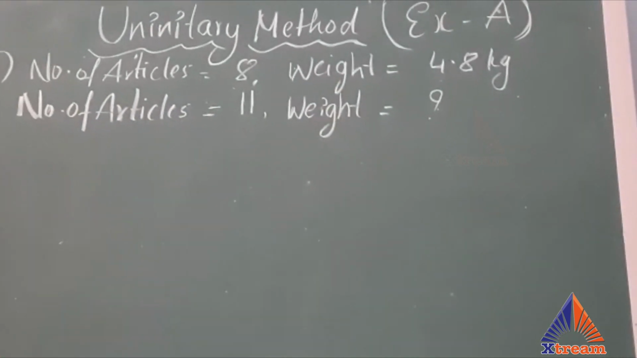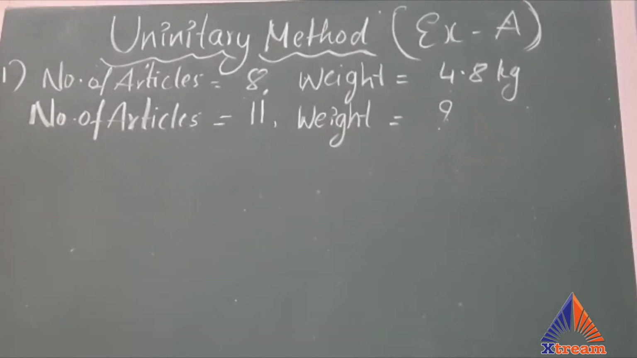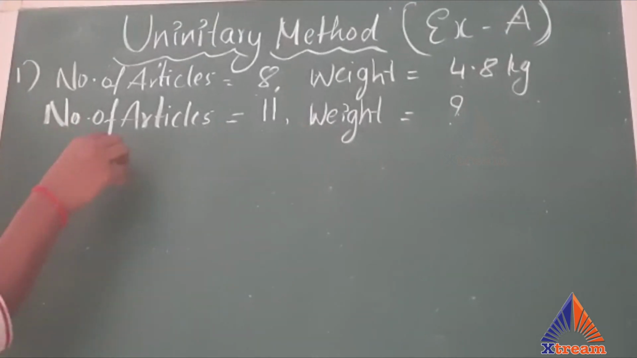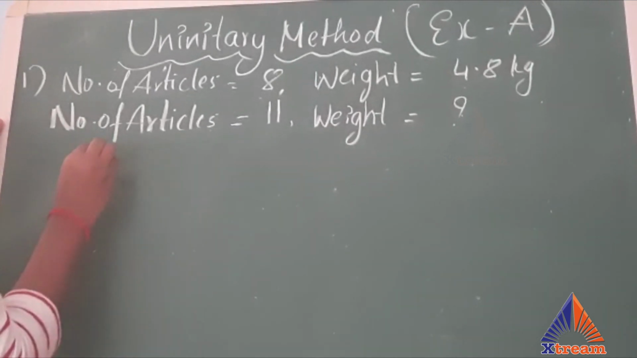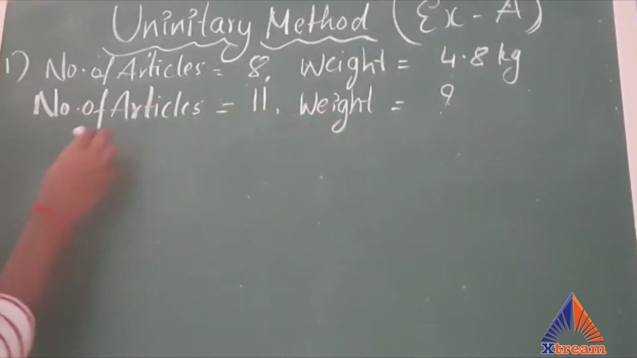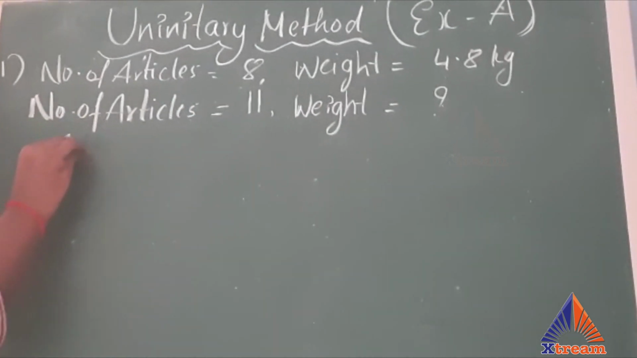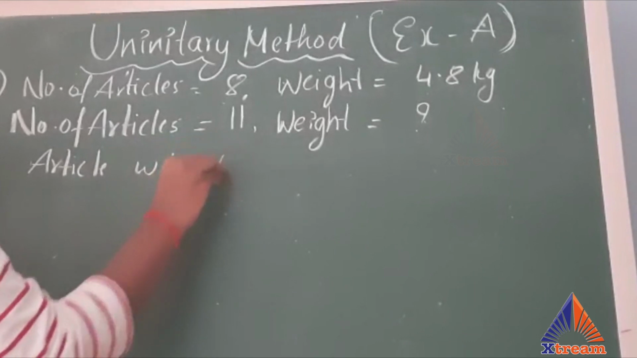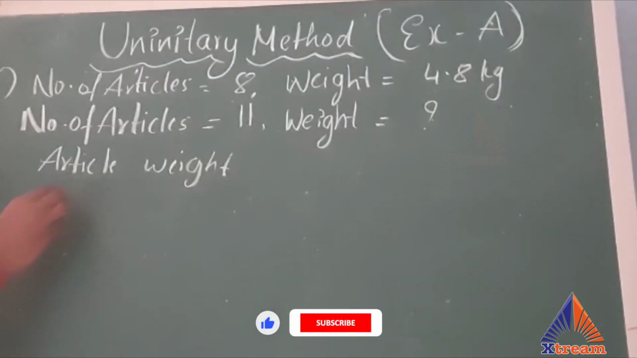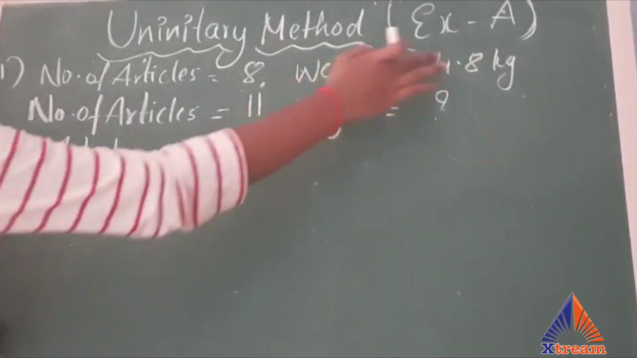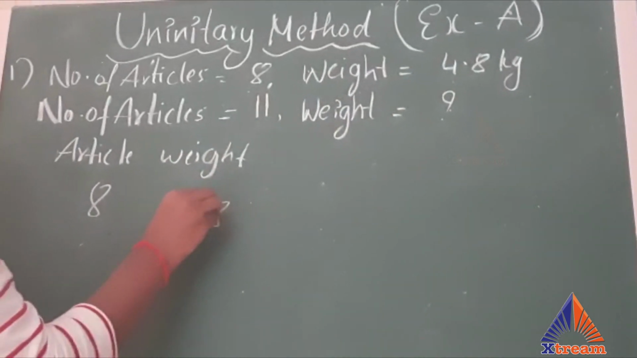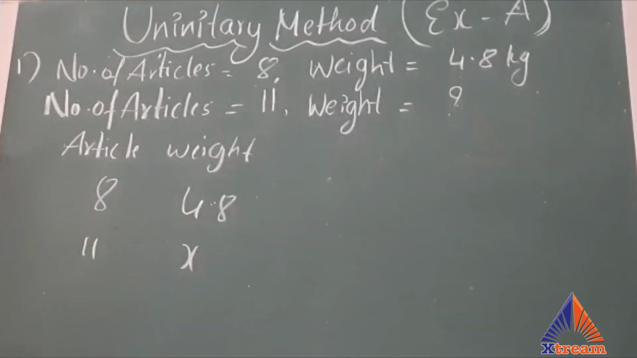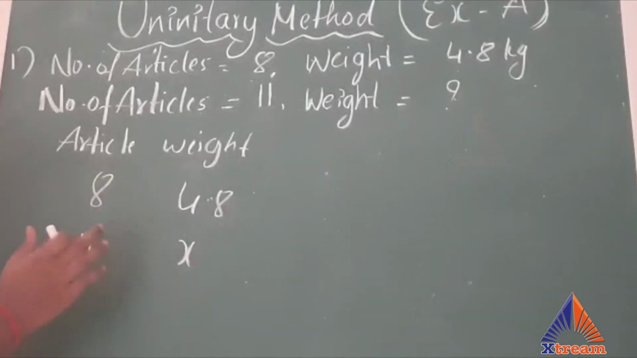So as I said, there are two methods. One is statement method and another one is arrow method. So let's solve this question in the arrow method. For the arrow method, first we need to form the columns. The quantities here are articles and the weight. Articles are 8 and the weight of 8 articles is 4.8 kgs. Next, articles are 11 and they are asking us to find the weight of these 11 articles. So first we have formed the columns here, 2 columns.